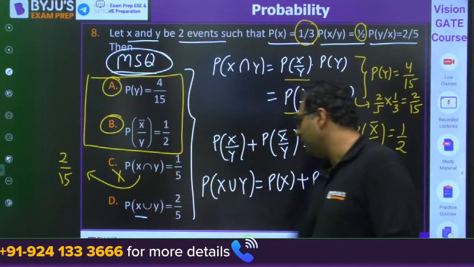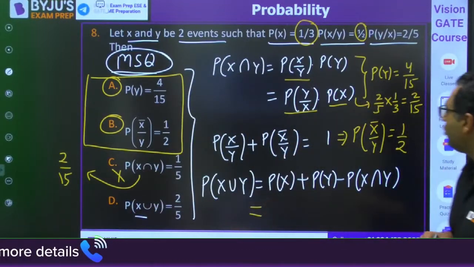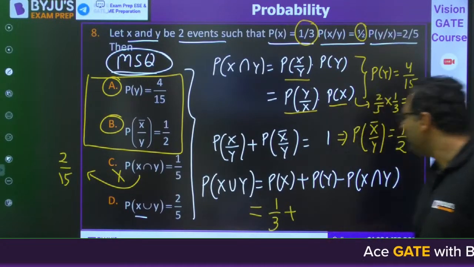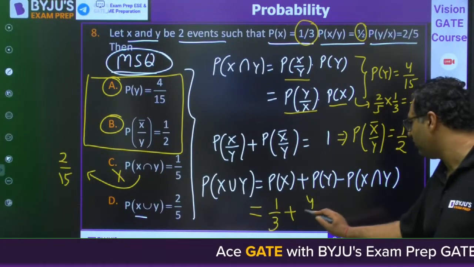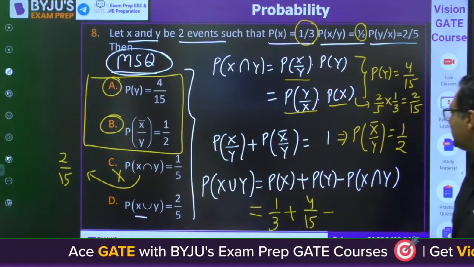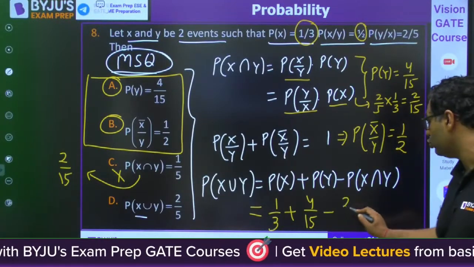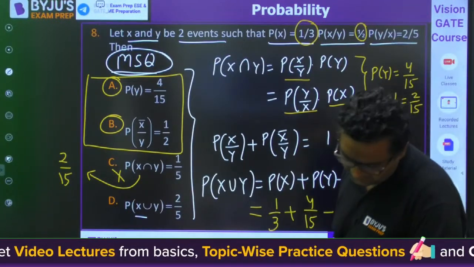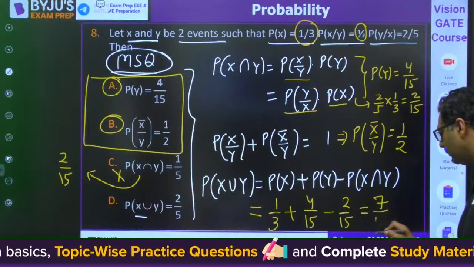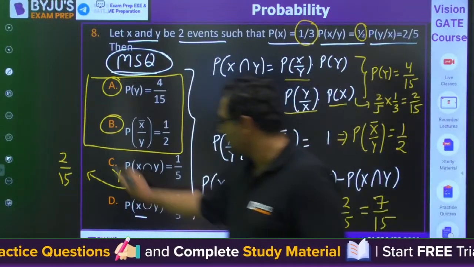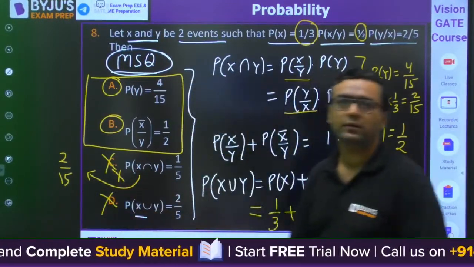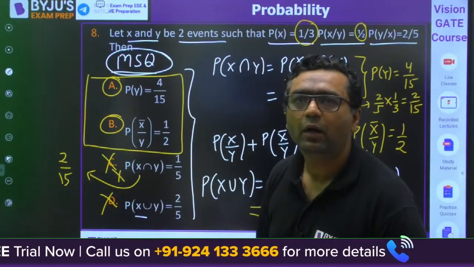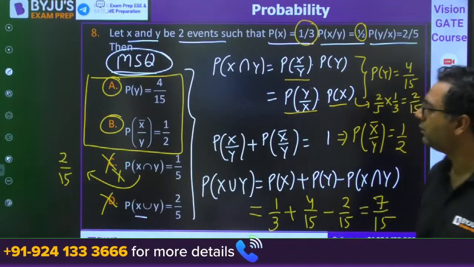Then X union Y. So for that you must be knowing about P of X. P of X is 1 by 3. P of Y is 4 by 15. Minus X intersection Y, we have just calculated 2 by 15. I feel the answer will be coming for this is 7 by 15. So obviously that is not correct. A and B are correct. Very good. Okay, Arin Gupta, very good, dear.